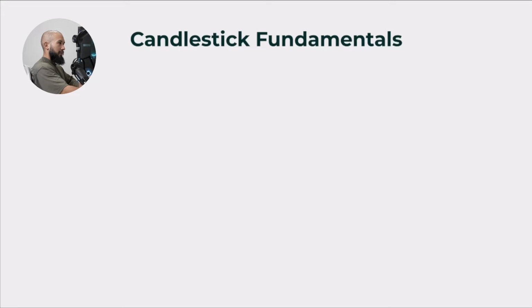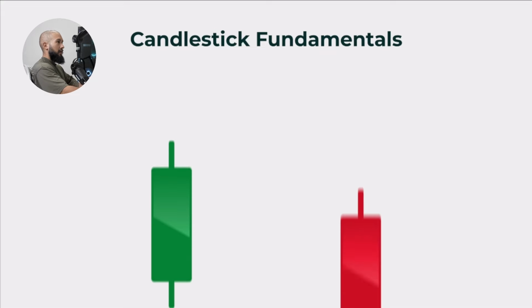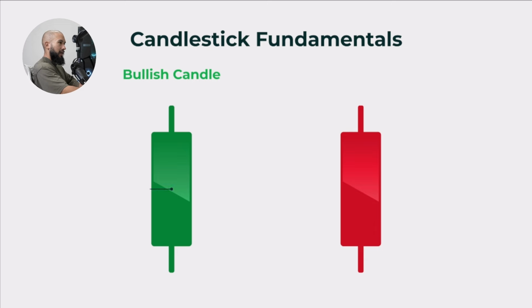Let's start with Candlestick Fundamentals. Now, starting off with how to read a candlestick. On the left, we have a bullish candle because price increased and went higher. On the right, we have a bearish candle because price decreased and went lower.